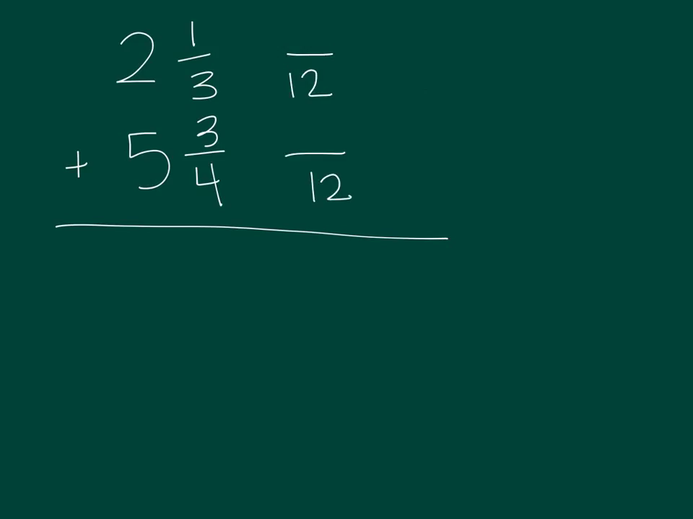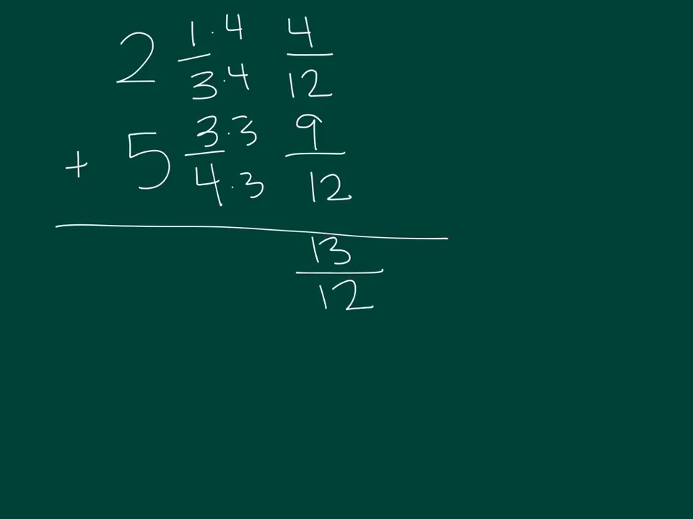Well, I know I did 4 times 3 to get to 12, so I have to do 3 times 3, and that's 9. I know I did 3 times 4 to get to 12, so I have to do 1 times 4, and that's 4. Adding my numerators, 4 plus 9 is 13 twelfths.